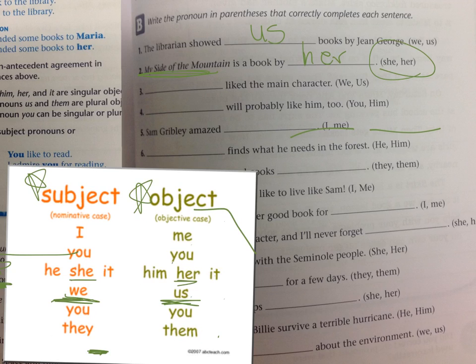Now, if you look at number 3, it says blank like the main character. We're looking for a subject. Either we like the main character or us like the main character. We know that us does not make any sense. So it is a subject. It is the subject of the sentence. That's the blank that we're looking for. And it is we like the main character.